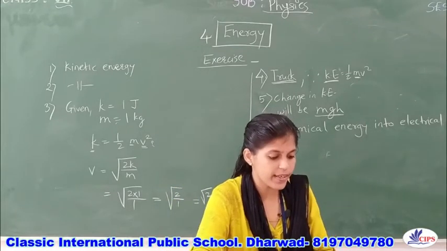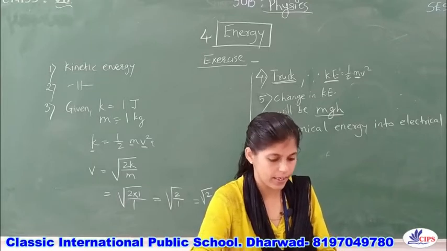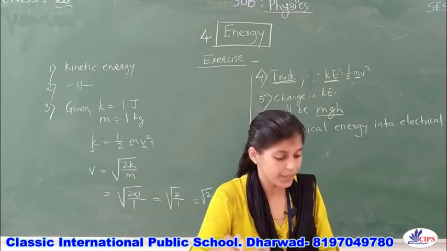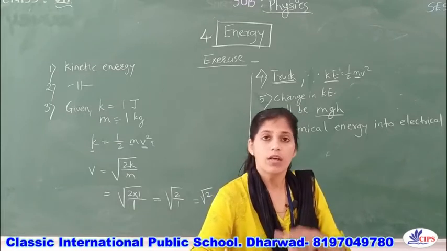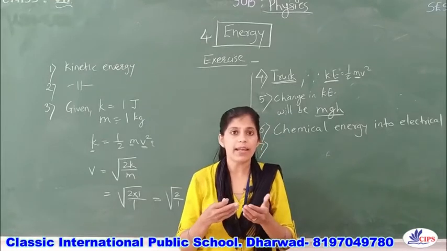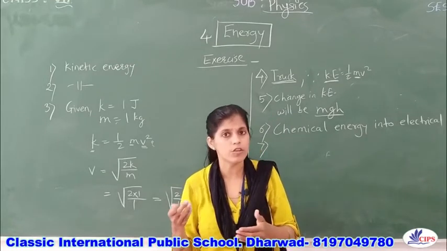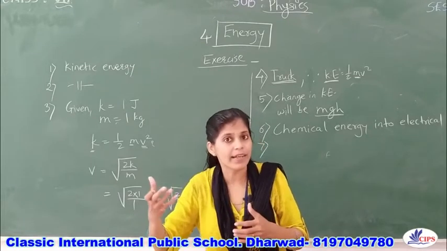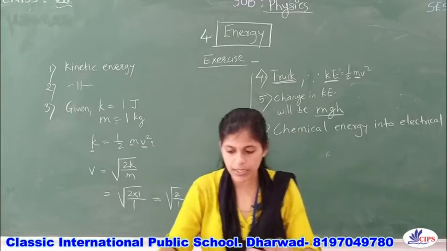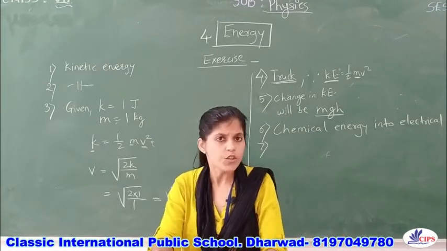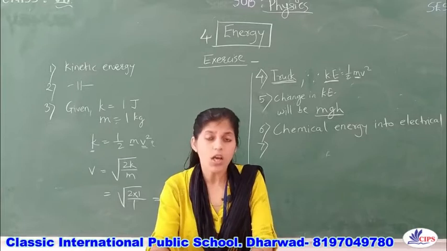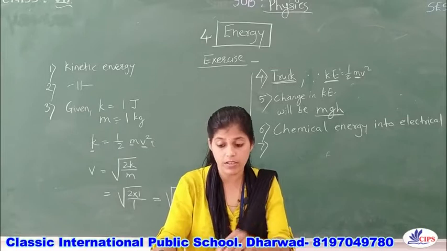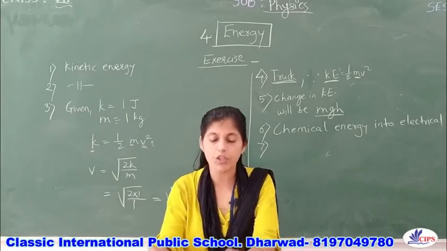Which would have a greater effect on the kinetic energy of an object: doubling the mass or doubling the velocity? They ask you, we know kinetic energy is directly proportional to mass and also to v. So they are asking by doubling which quantity you will get more kinetic energy, which is very interesting to solve. Children, we will find the kinetic energy if the mass is doubled, and then we will find out the kinetic energy if the velocity is doubled.